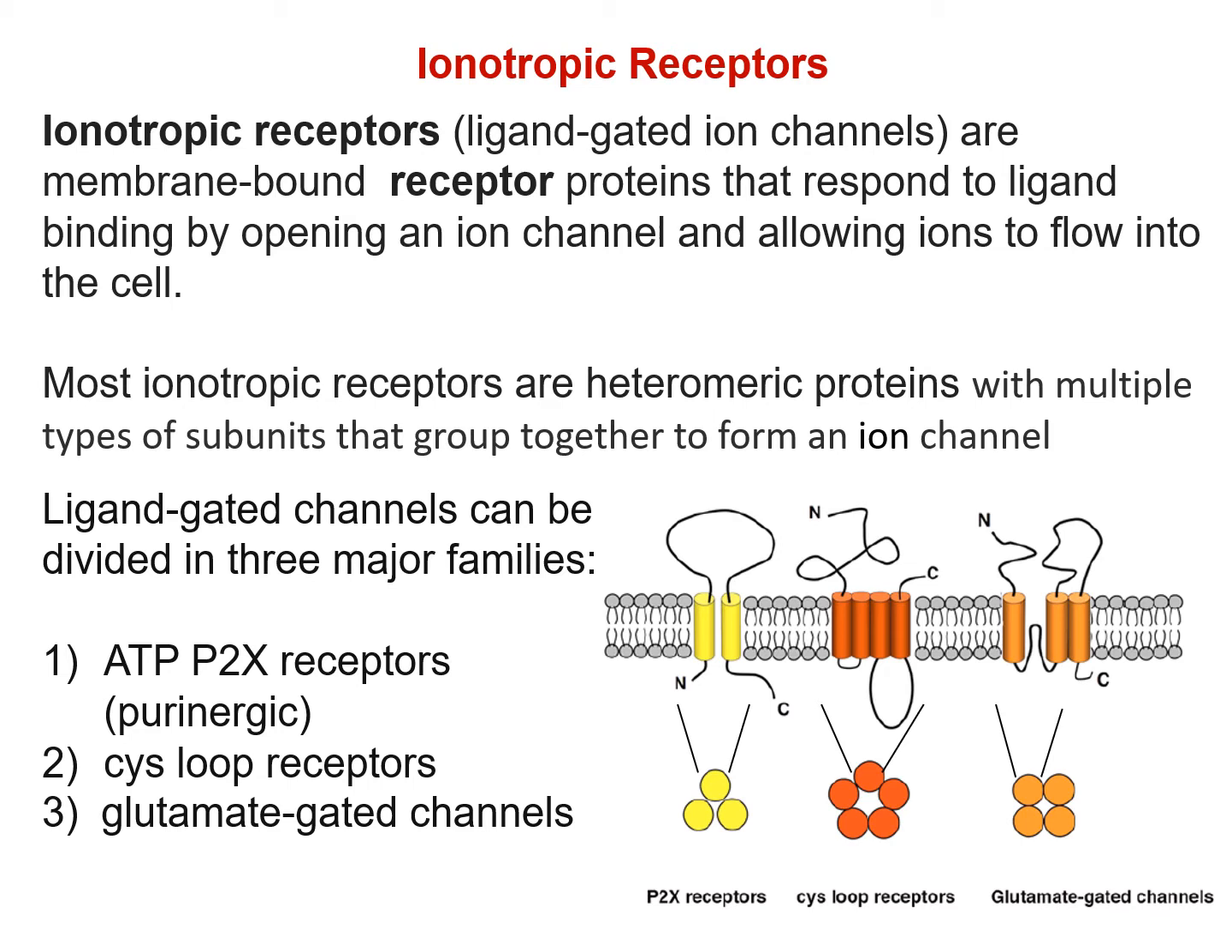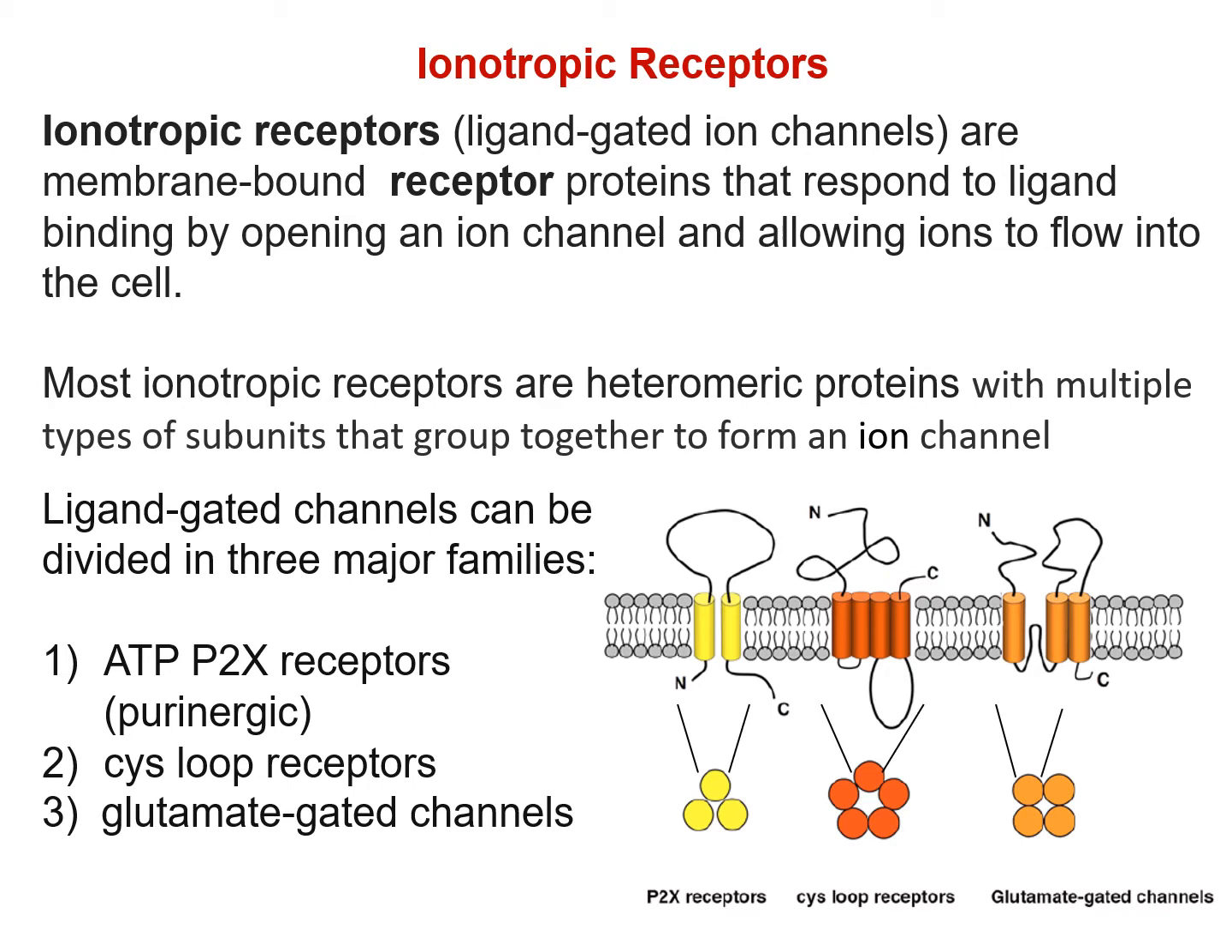N-terminal and C-terminal domains face the intracellular space. The second family, the Cys-loop receptors, are pentameric receptors, meaning that they are composed of 5 different subunits. Each subunit has 4 transmembrane domains, and both N-terminal and C-terminal face the extracellular space.